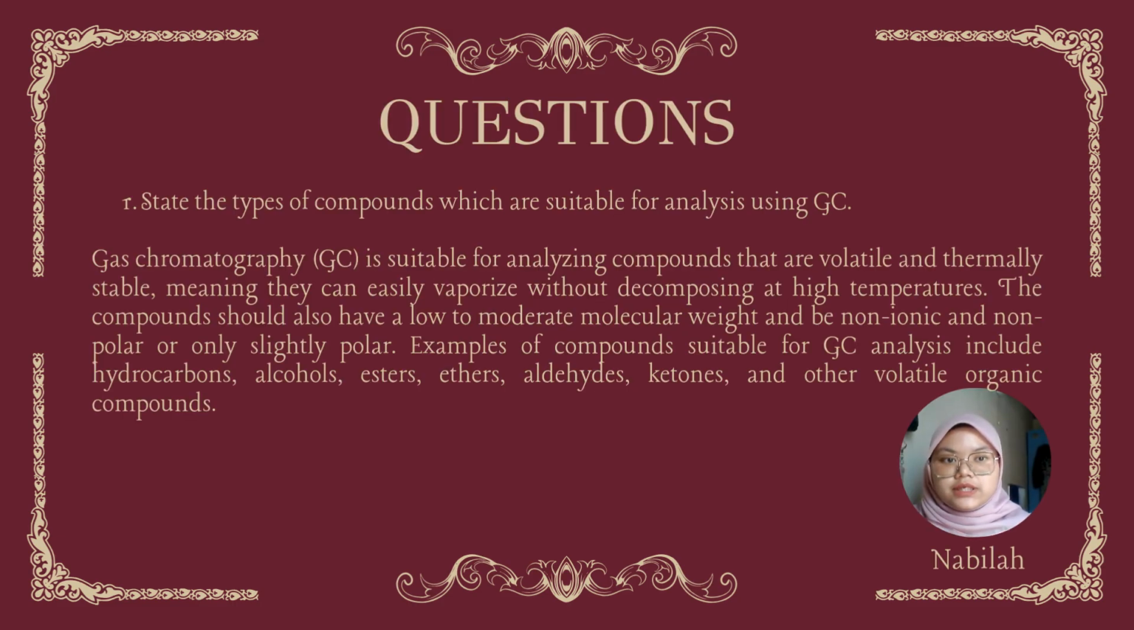The first question: state the type of compounds which are suitable for analysis using GC. Gas chromatography is suitable for analyzing compounds that are volatile and thermally stable, meaning they can easily vaporize without decomposing at high temperature. The compound should also have a low to moderate molecular weight and be non-ionic and non-polar or only slightly polar. Examples of compounds suitable for GC analysis include hydrocarbons, alcohols, esters, ethers, aldehydes, ketones, and other volatile organic compounds.